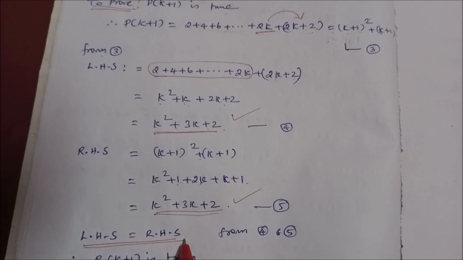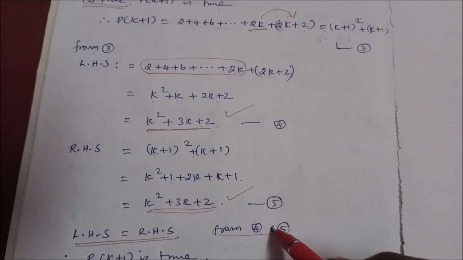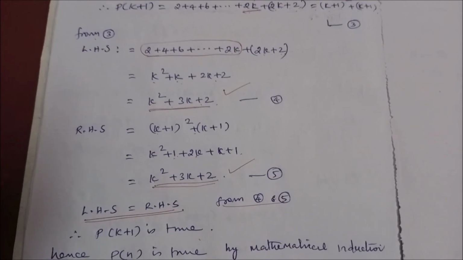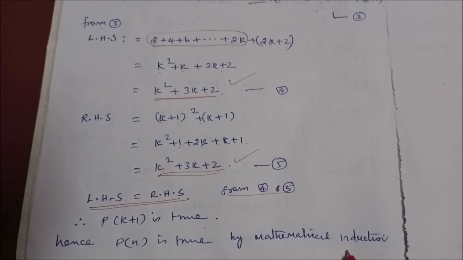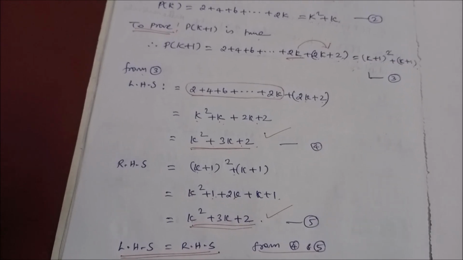LHS equals RHS. Comparing equations 4 and 5, therefore P of k plus 1 is true. Hence P of n is true by mathematical induction. This is the third problem of exercise 4.4.